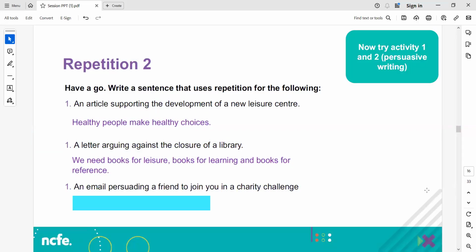An email persuading a friend to join you in a charity challenge. Okay, so that repetition there: fun, fun, fun. I promise you it will be fun, fun, fun. Okay, any questions about repetition?